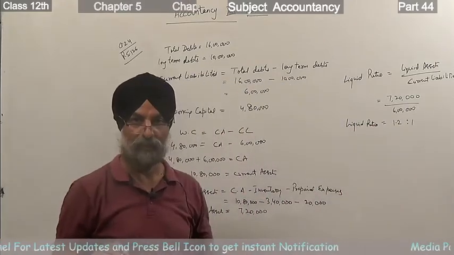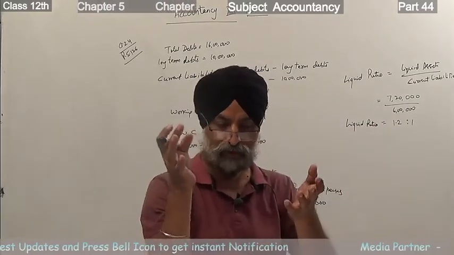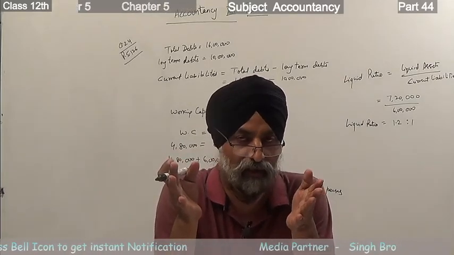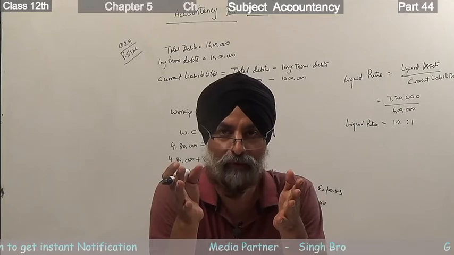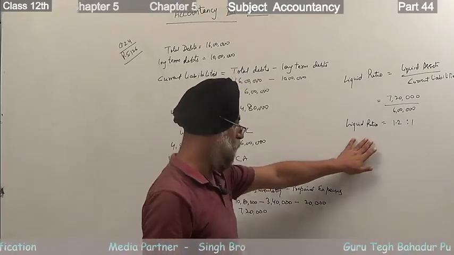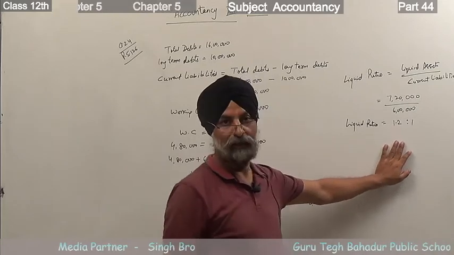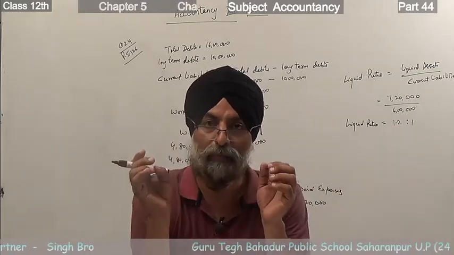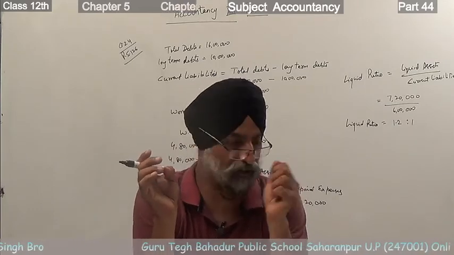So liquid ratio in this question is 1.2:1, which shows the position of the company is sound, because the liquid ratio must be of ideal ratio, that is 1:1, and in this company it shows 1.2:1. So the company is in a position to pay off its short term debts.